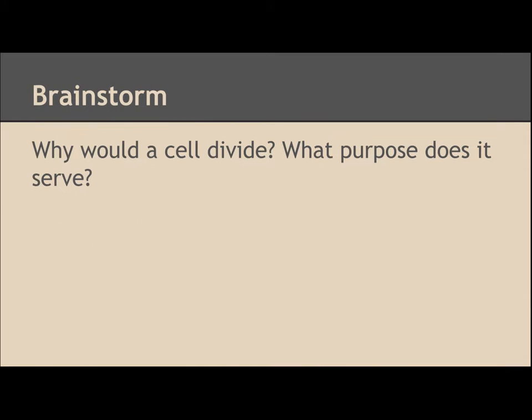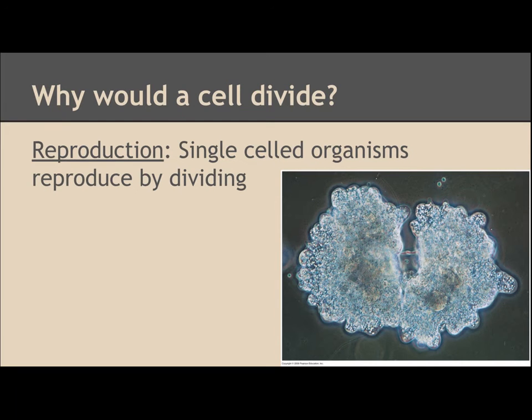Okay, so cell division. Let's address why. What's the point? What are some reasons that one cell would want to or need to divide into multiple cells? There's a few reasons. For a single-celled organism, like a bacteria or an amoeba, it's reproductive. These cells reproduce by dividing. They just divide in half, and now there's two of them.